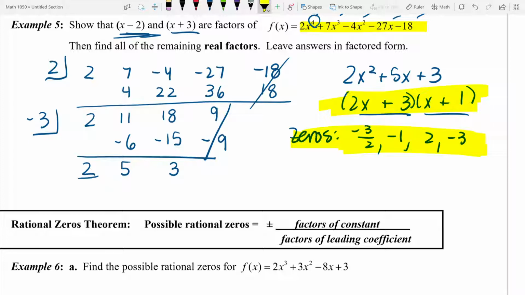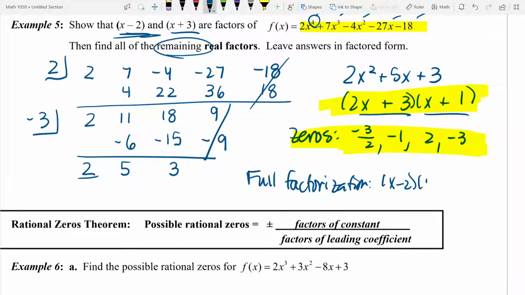Yes, honey? Do you have to add in the x minus 2 and x plus 3 along with your factors? Okay, the reason the answer is no is because they're saying finding the remaining factors. But if they said give me the full factorization, then the full factorization would be x minus 2 times x plus 3 times 2x plus 3 times x plus 1, and that would be the full thing. You okay, sweetie? Okay, everybody good?